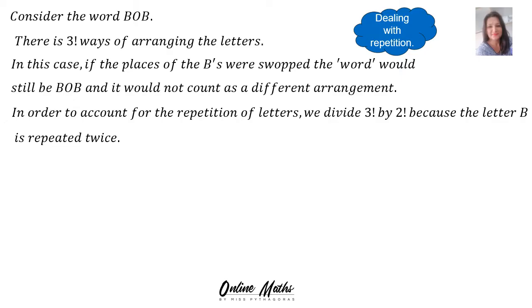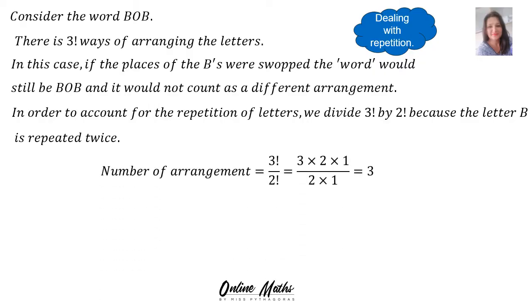Let's consider the word Bob. There is 3 factorial ways of arranging the letters. In this case, if the places of the B's were swapped, the word would still be Bob, and it would not count as a different arrangement. In order to account for the repetition of letters, we divide 3 factorial by 2 factorial because the letter B is repeated twice. In other words, the number of arrangements will be 3 factorial divided by 2 factorial, and then the answer is just 3.